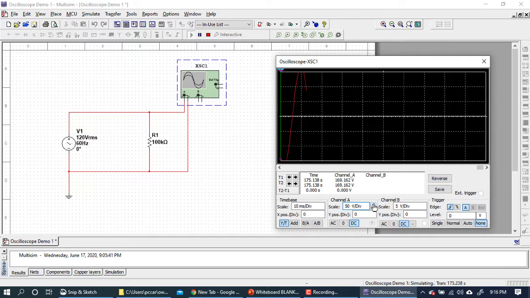There's 20. There's 50. We're getting there. Looks like we got a sine wave here. And there's 100. That looks pretty good. 100 volts per division. So that would be up to 300 volts positive and 300 volts negative if it's 100 volts for each division. And that would mean each vertical square is 100 volts of amplitude.